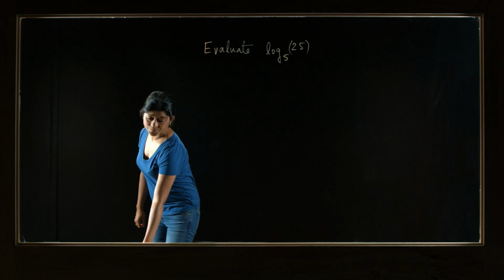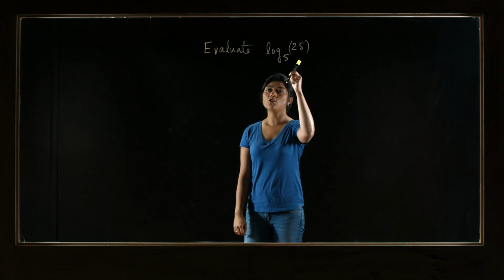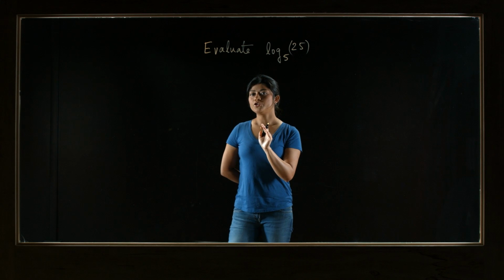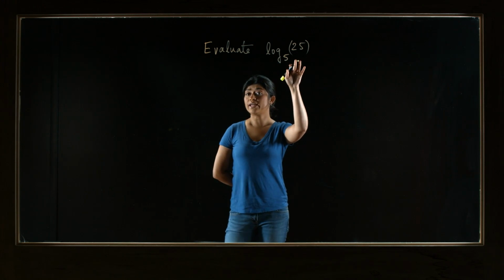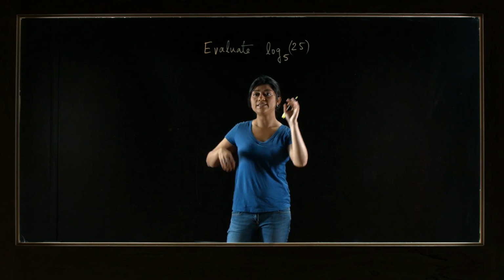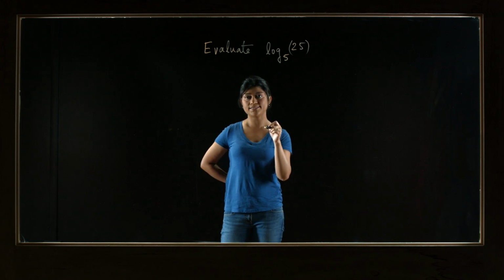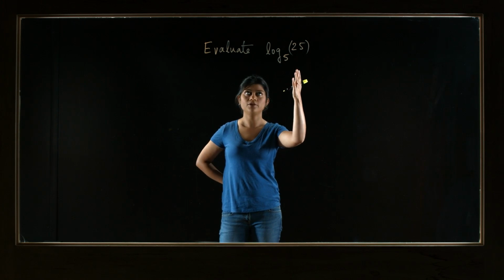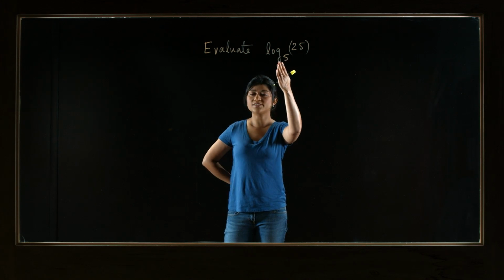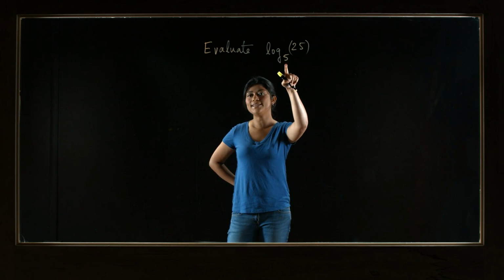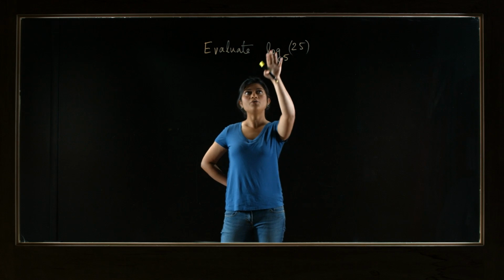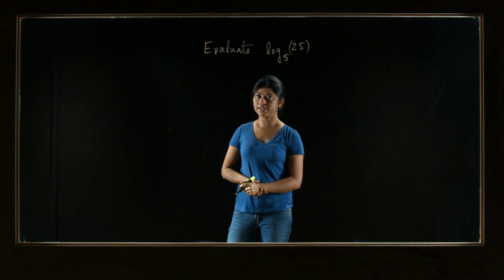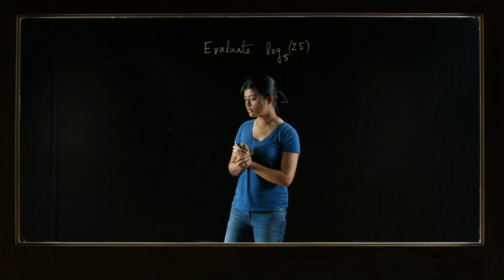In this problem, we have to evaluate this logarithm expression. Now, the very first thing you should notice is that this is not a natural logarithm. Natural logarithm is a logarithm function with base e. But here, as you can see, we're not writing ln, first of all. We're writing log because it's a different logarithm function, and the base is 5. So how do we evaluate such an expression without using a calculator? That's what we have to figure out.